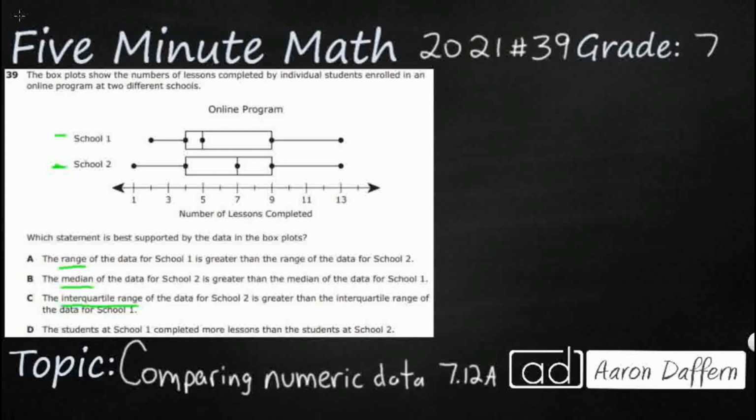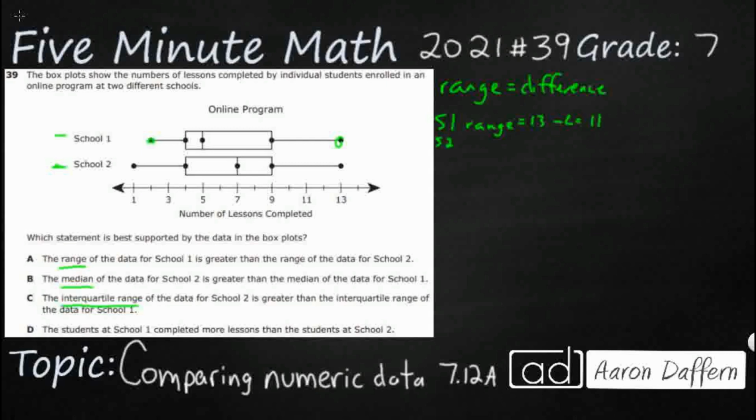So let's look at this. The range of the data for school 1 is greater than the data for school 2. All right, so range, that's simply the difference between the greatest and the smallest. So that's usually pretty easy to calculate. So my greatest number here in school 1 is 13. So I'm going to say school 1 range. And let's just visually see it here. 13 minus my smallest number is right there. That's 2. So that's 11.